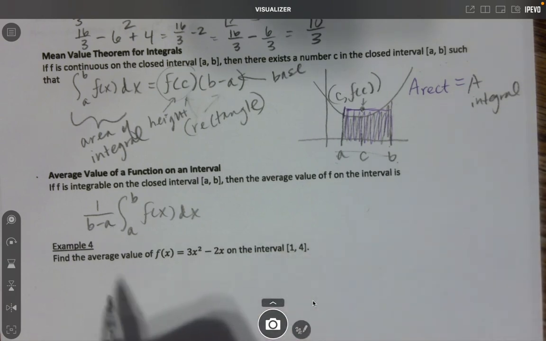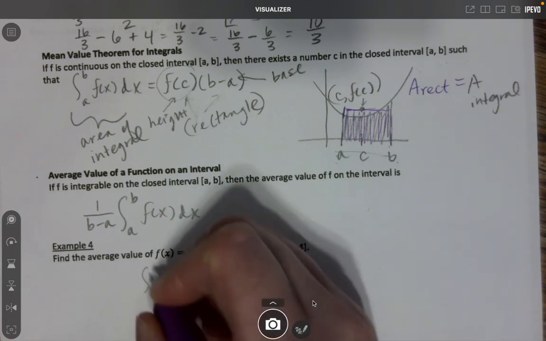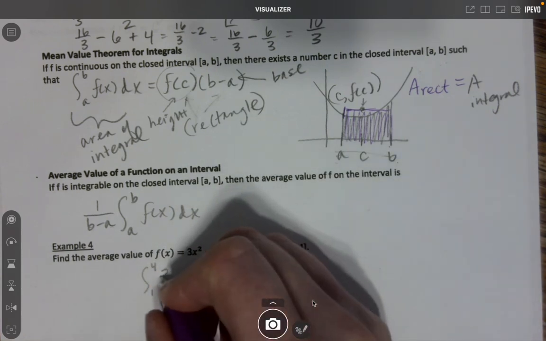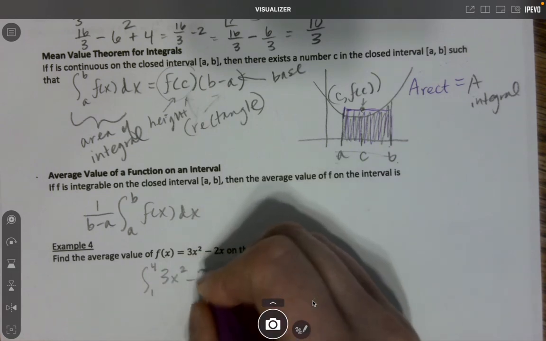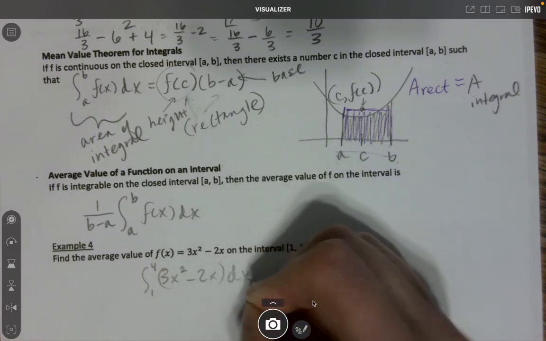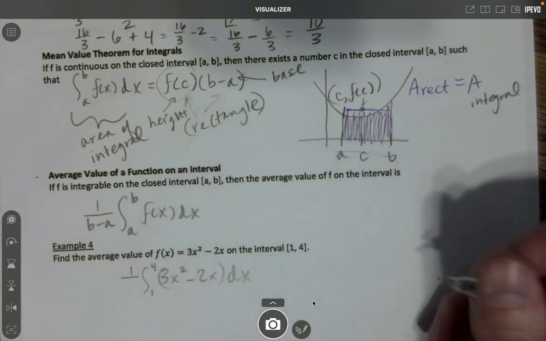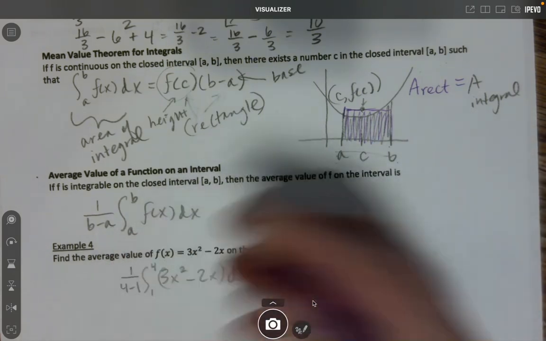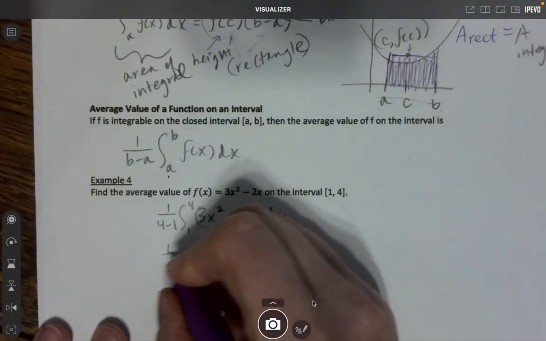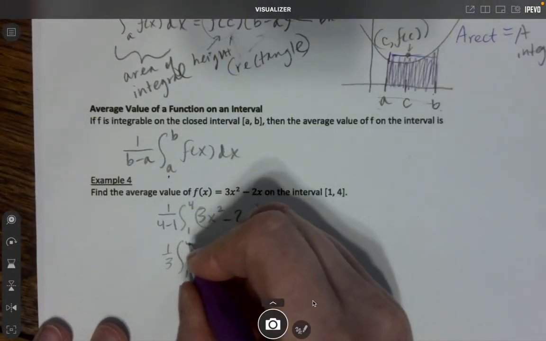So we're going to find an average value of this function on this interval. So the interval is going to be my lower and upper bound. And I'm going to have 3x squared minus 2x dx. Average value means I have to do that 1 over b minus a. So 1 over 4 minus 1. So that's going to be a 1/3 in front of this integral from 1 to 4.